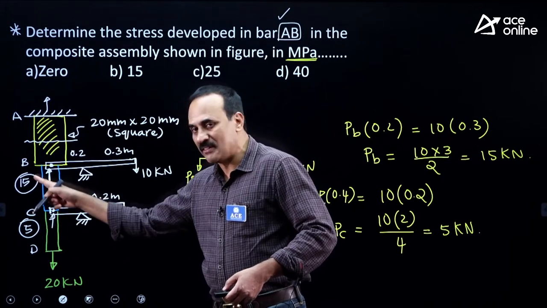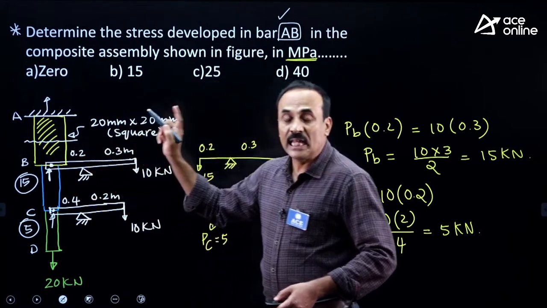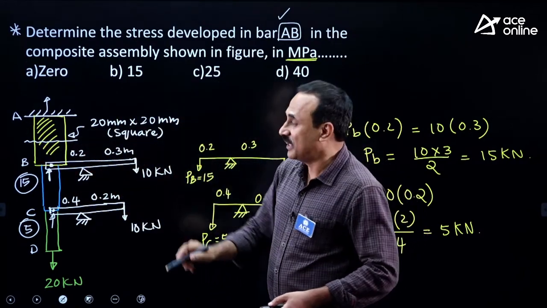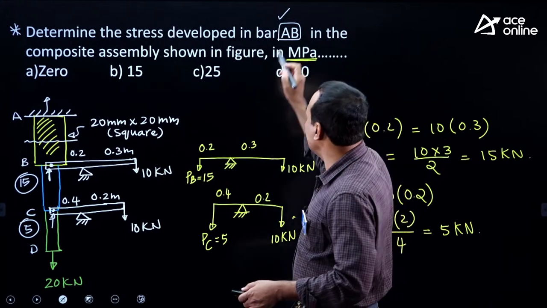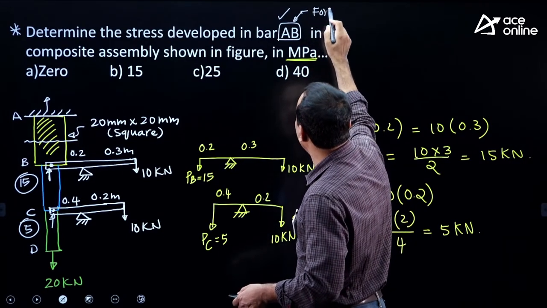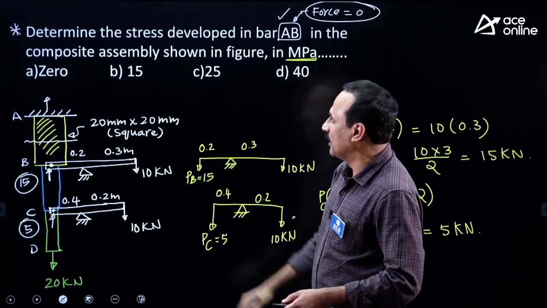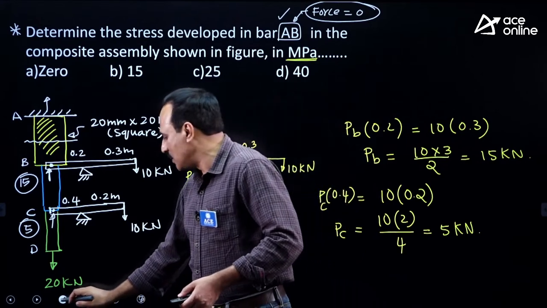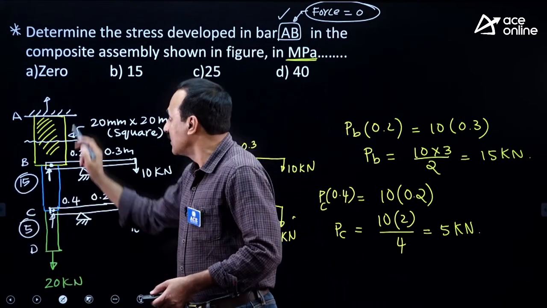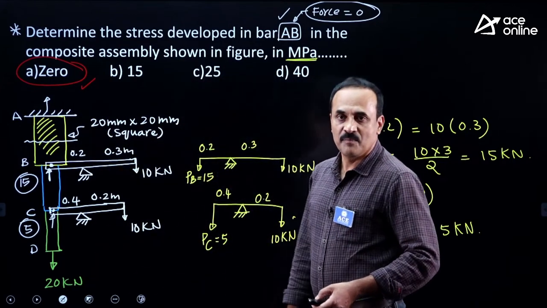So, 5 plus 15, 20 up and 20 down. So, at this section, the net resultant force is 0. That means the force in the member AB is 0. Once the force in member AB is 0, what about the stress in the member? Obviously, the stress in the member is 0. So, the answer is option A.